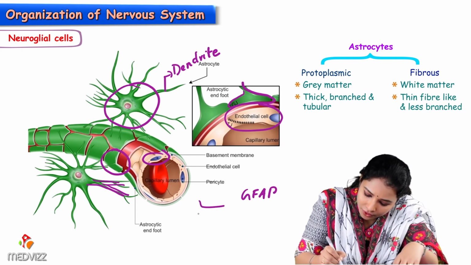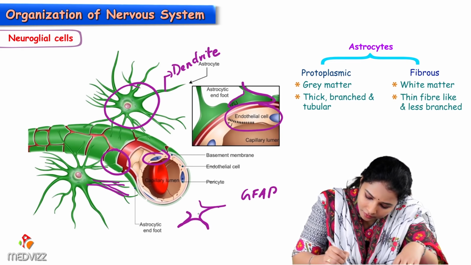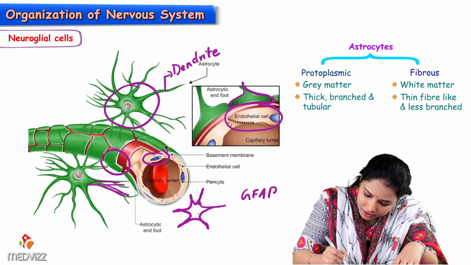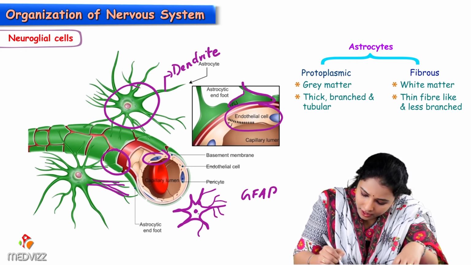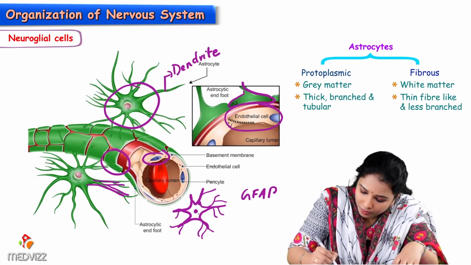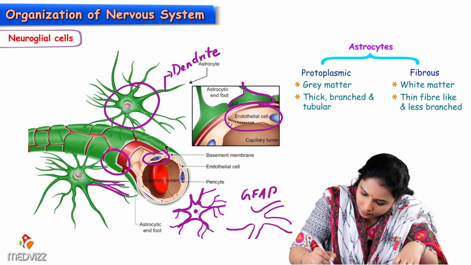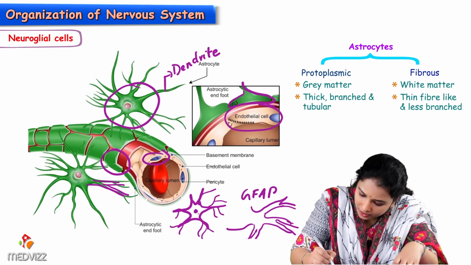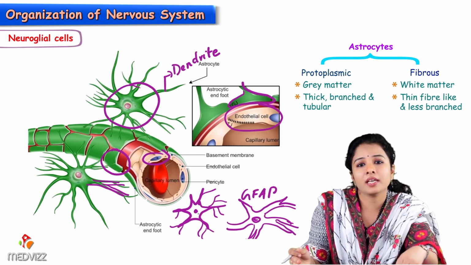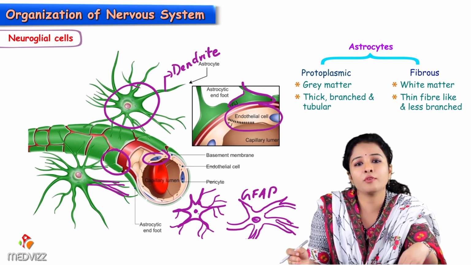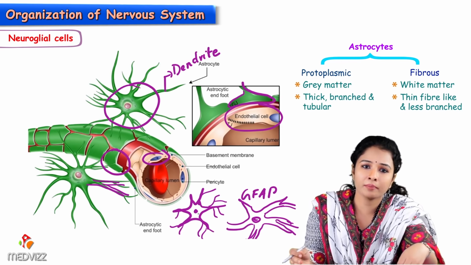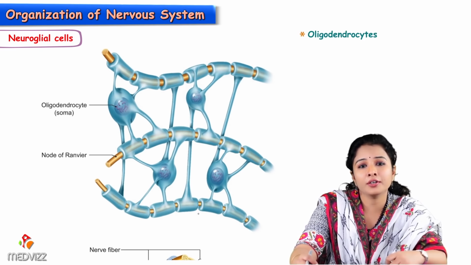So, I am drawing for you all. They are thin, fiber-like and less branched, having the nucleus. So, these are fibrous astrocytes. Protoplasmic astrocytes will have thick tubular processes which further branch. These are protoplasmic astrocytes. Protoplasmic astrocytes are present in the grey matter and fibrous astrocytes are present in the white matter. Next, about the oligodendrocytes.